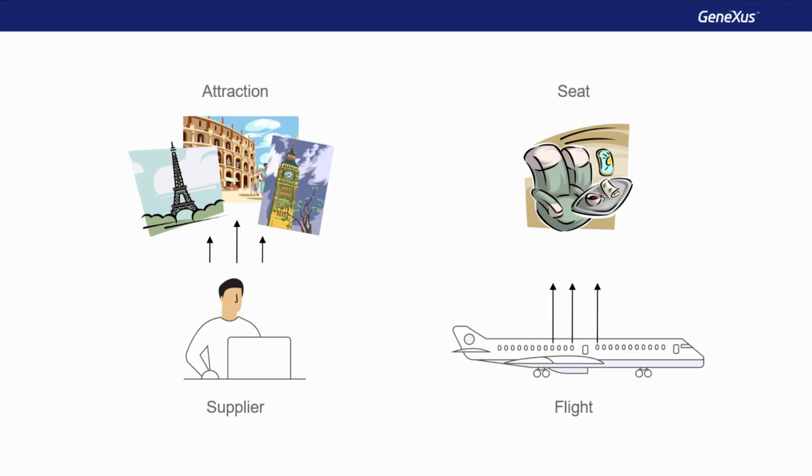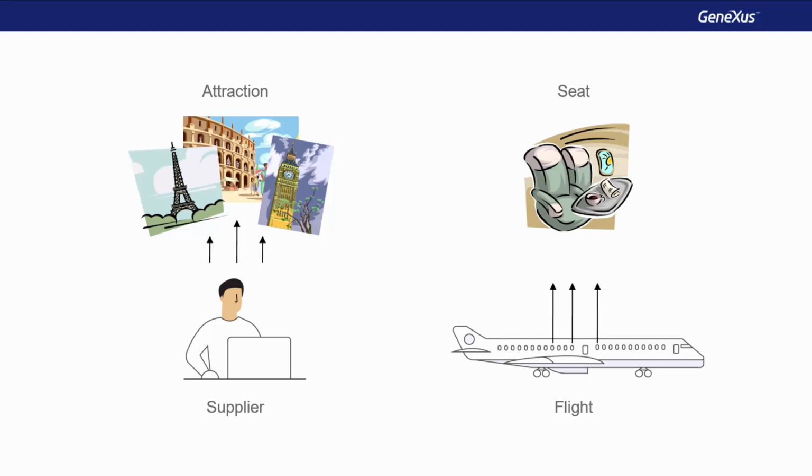Note that the existence of seats doesn't make sense unless they are in a flight. This is to say, it doesn't make sense to consider a seat without always relating it to the flight it belongs to. On the other hand, an attraction may not have a supplier that offers it, and it would nonetheless exist on its own. The other difference is that when we're entering the details of a flight, we're also entering the details of its seats.